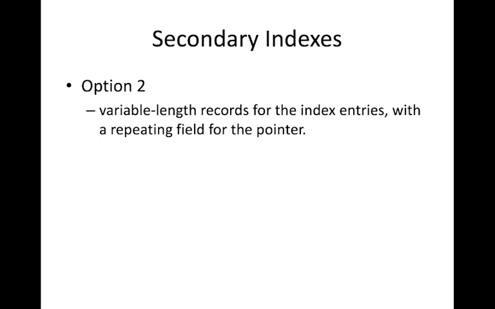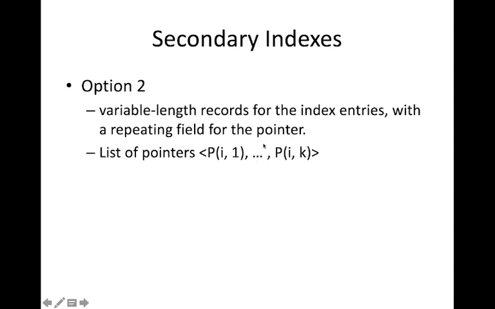Then the second option: there is another option to provide the secondary index. We will provide variable length records for the index entries with a repeating field for the pointer. That is, the index file will be variable length. For Adira, we will provide two pointers since there are two records with the same name. Since it is non-key, maybe we will have three Adiras in a class. So for all the Adiras, we will provide one Adira and three block pointers wherever those blocks are located. The list of pointers will be like this: Pi1, Pi2, Pi3.